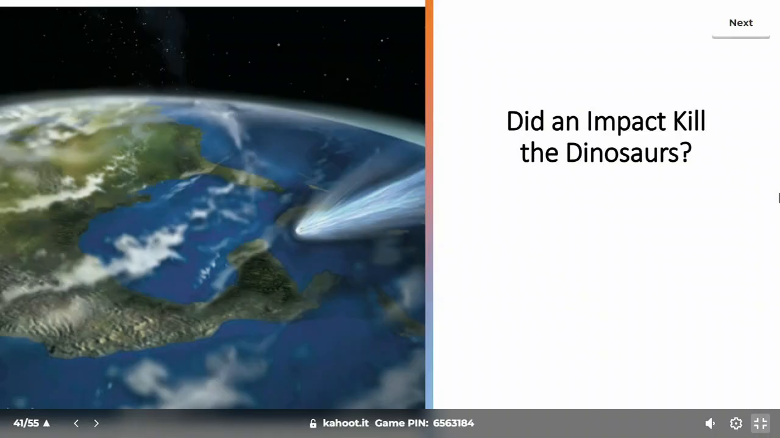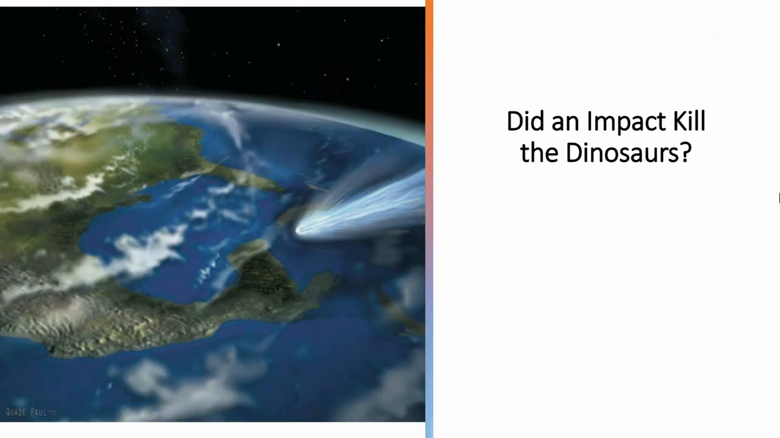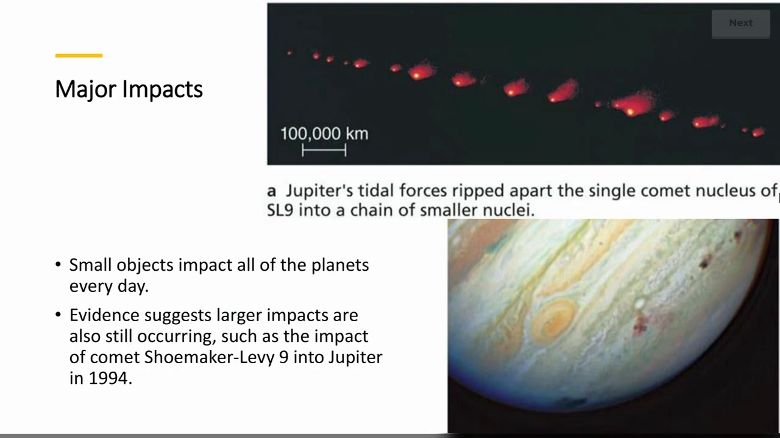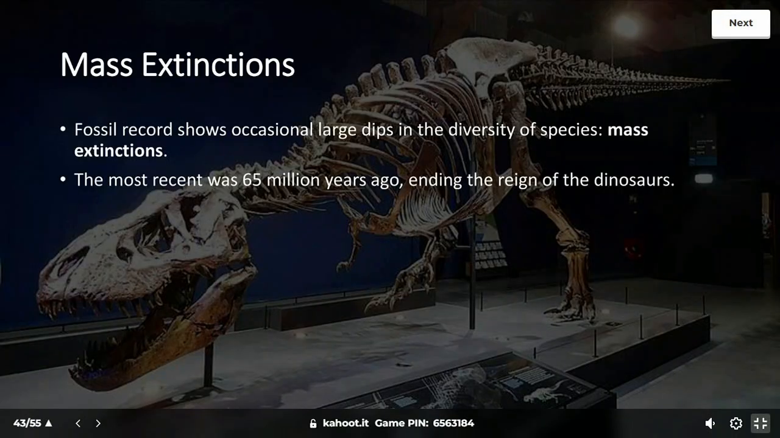So, did an impact kill the dinosaurs? That's the leading scientific theory. And when we talked about Jupiter, we talked about the impact of comet Shoemaker-Levy 9, and so there are still large impacting events happening in our solar system today. And so we know these kinds of impacts happened a lot in the past, but we have evidence that they're currently happening, and so that should give humans living in the solar system a little bit of cause for concern.